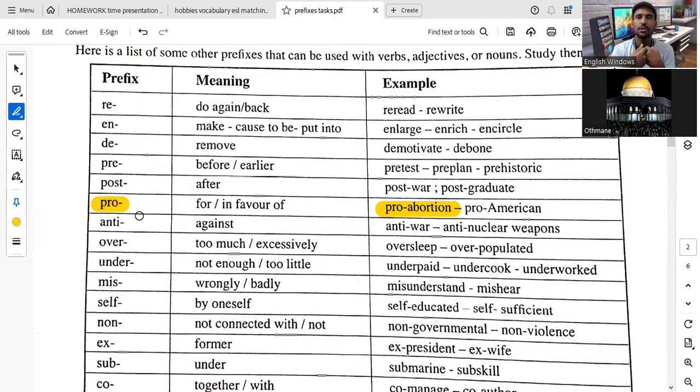Okay, I am pro-polygamy. It means I am with polygamy, for instance. And the opposite is anti. Anti means you are against.